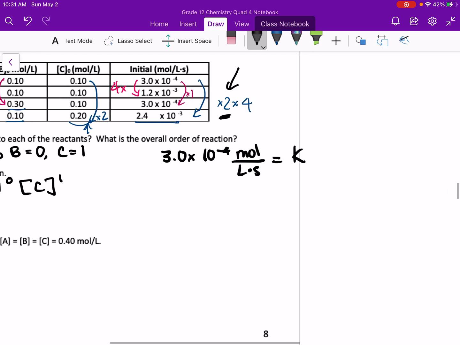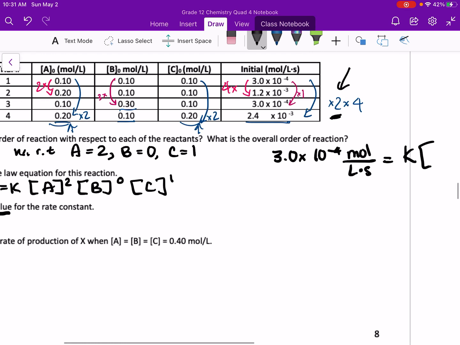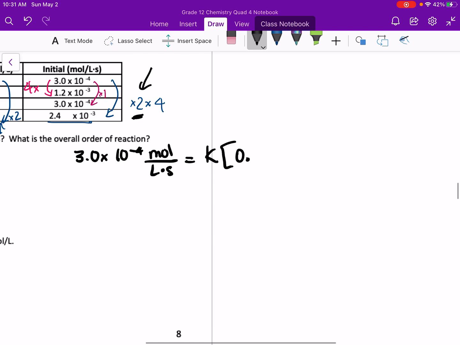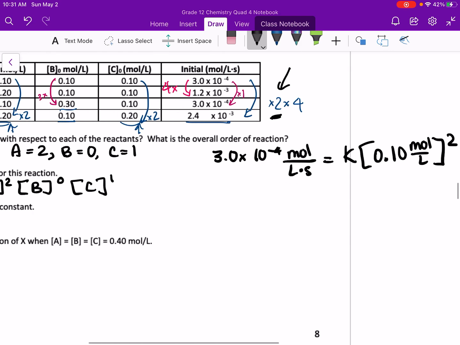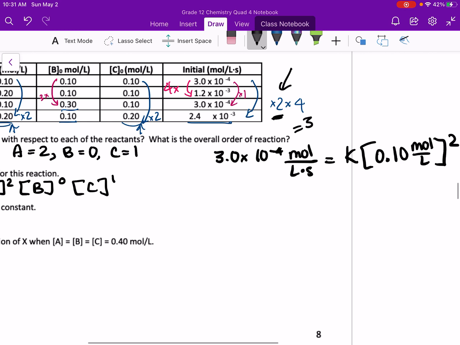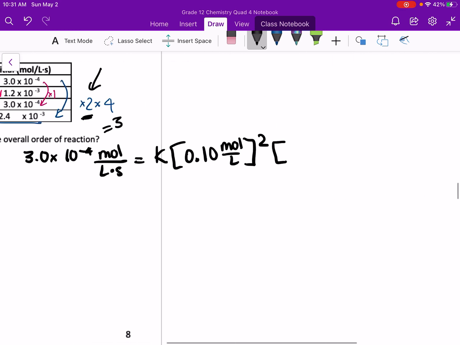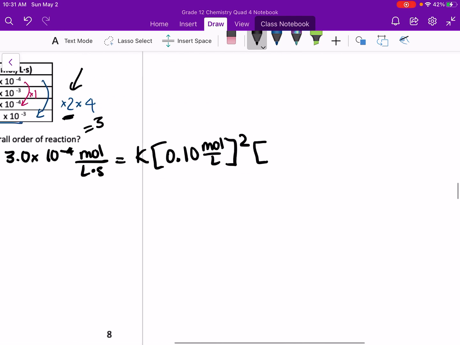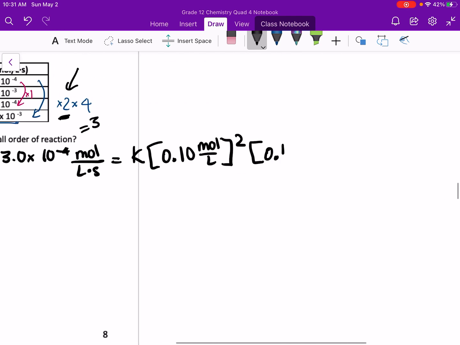K is equal to A, which is 0.1 mole per liter squared, and B, which is 0, so we can omit it. C is equal to 1. Sorry, the overall is 3 when we add those together. So here, C is also 0.1. And it's to the power of 1.